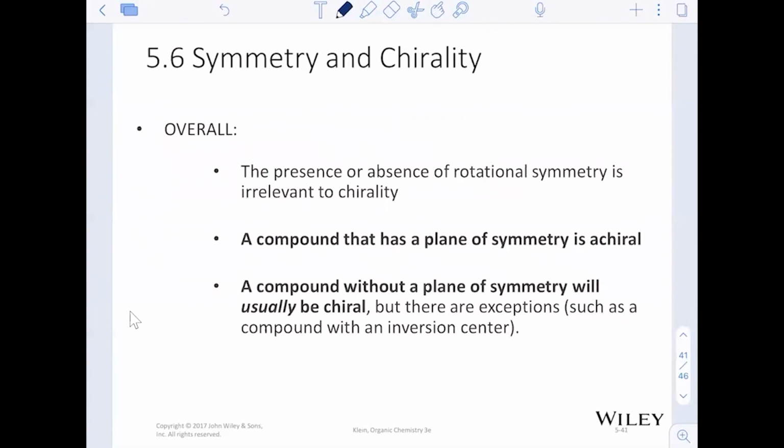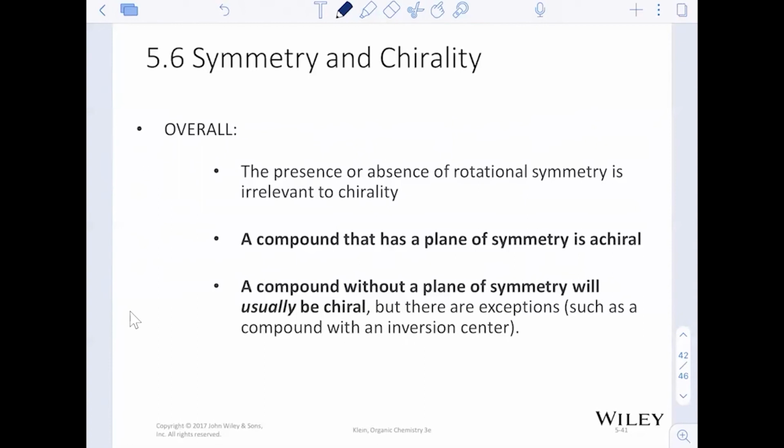Overall, the presence or absence of rotational symmetry is irrelevant to chirality. Rotational symmetry, right, being able to rotate things or flip things. What really is important is having a plane of symmetry within the molecule. That makes it a meso compound and therefore achiral. The only exception for the lack of plane of symmetry is the inversion center. And that's the only one I expect you to note.